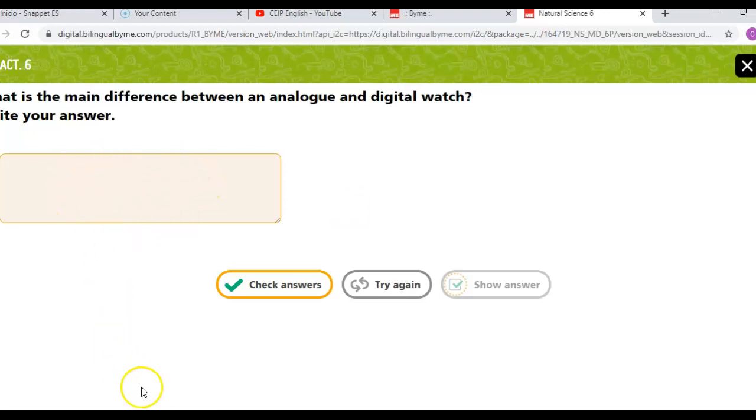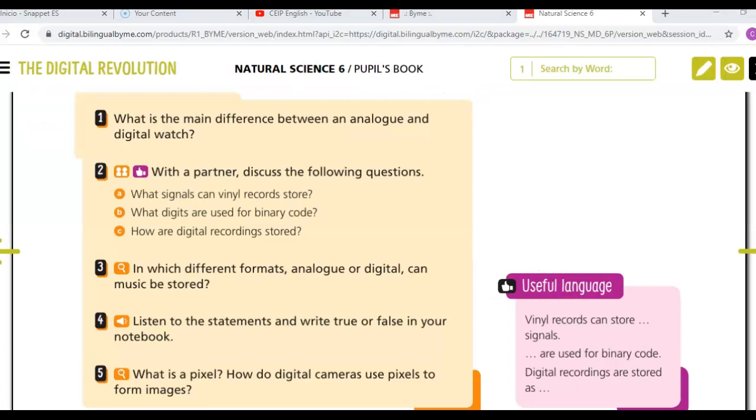You can write the answer on a piece of paper. When you have finished, keep it for next day, next Tuesday, when these exercises will be corrected. Then you have to do exercise number 3: in which different formats, analog or digital, can music be stored? Think carefully about that question.